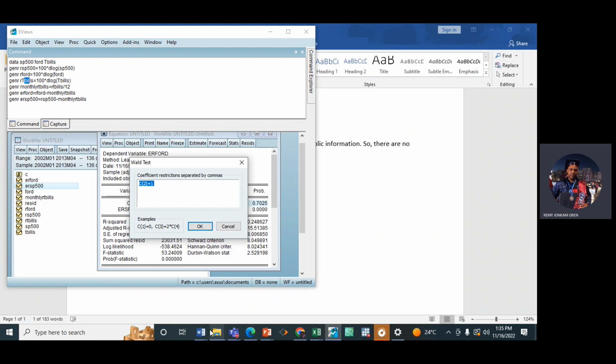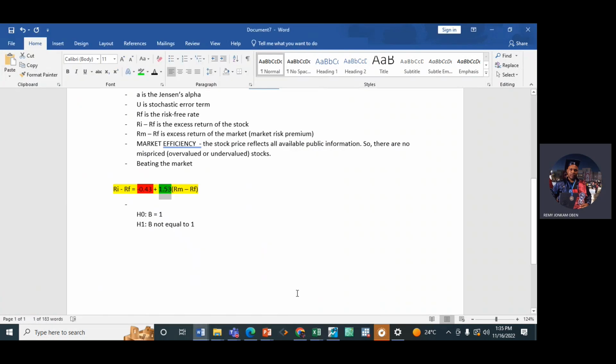But for this special case of beta, I'm interested in knowing if this beta is equal to 1 or different from 1. Why? Because if it is statistically equal to 1, it means the stock and the market have the same risk. But if it is statistically different from 1, it means the stock and the market have different risks. If it is statistically different from 1 and greater than 1, it means the stock is riskier than the market. If it is statistically different from 1 and less than 1, it means the stock is less risky than the market.